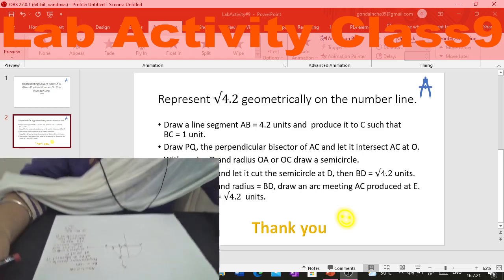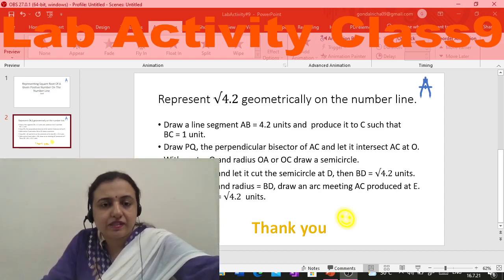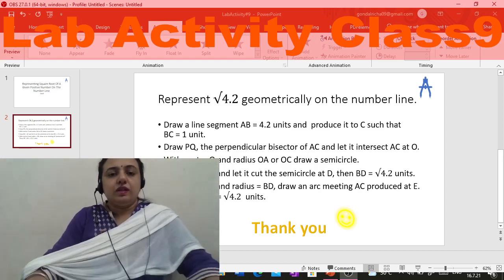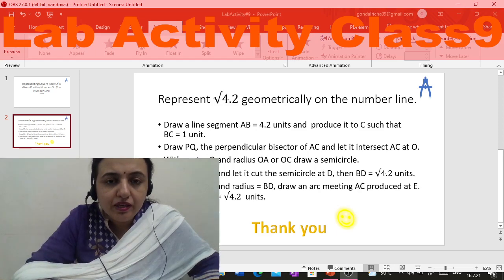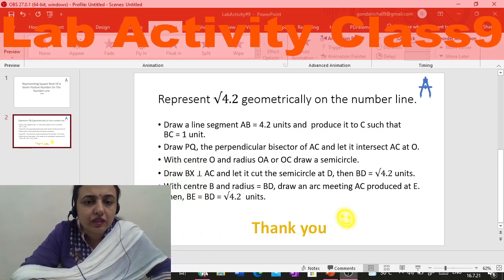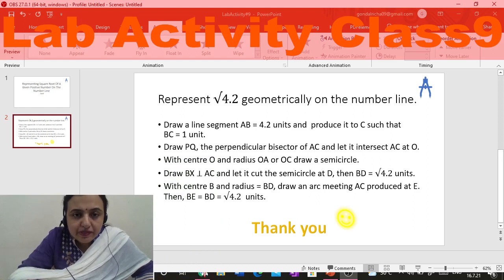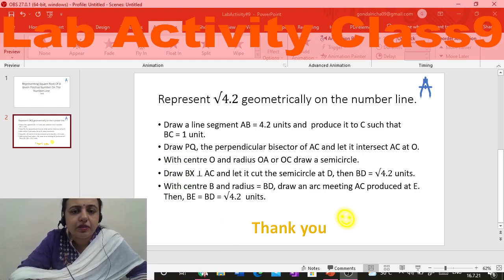So I hope this method is clear to you. This way you can easily draw the representation of under root of any positive number on the number line easily.